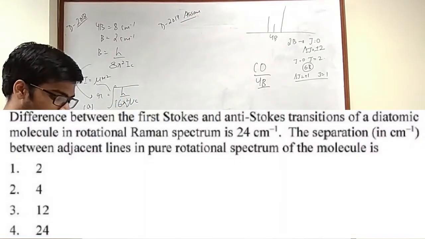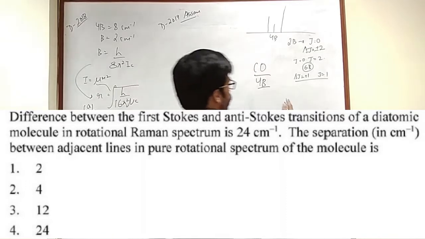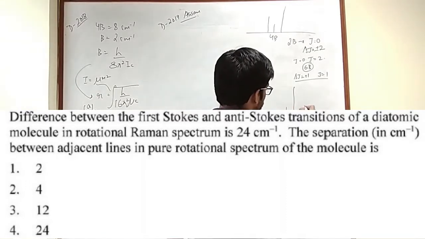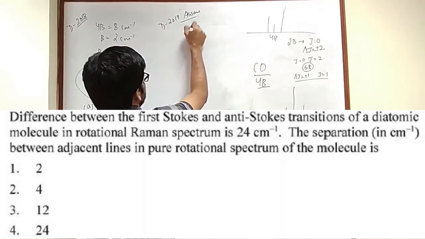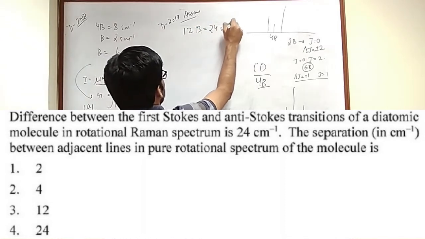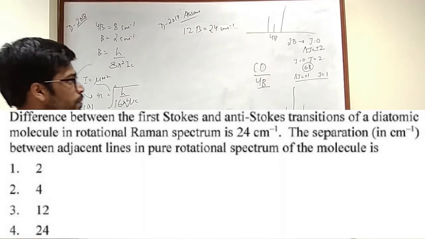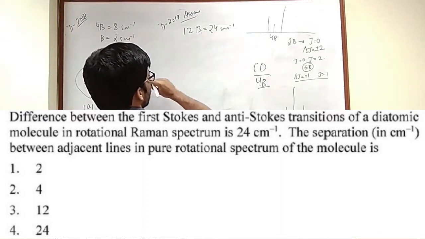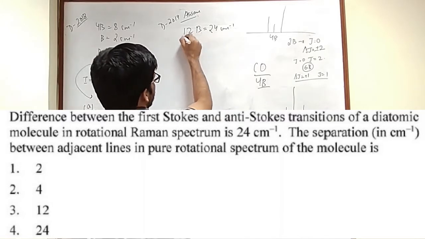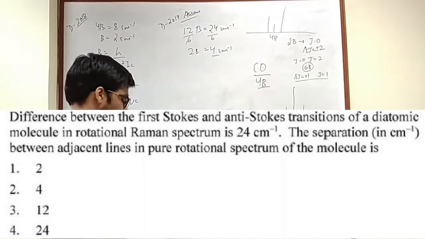The question says, the difference between first Stokes and anti-Stokes transitions of a diatomic molecule in rotation Raman spectra is 24. So if you take a look at first Stokes and first anti-Stokes, the difference is 12B. So that means they are saying 12B is 24 centimeter inverse. The question asks for the separation between adjacent lines in pure rotation spectra. Now in pure rotation spectra, the difference is 2B. So if I divide this by 6, I'll get 2B. If I divide this by 6, I'll get 4. The answer should be 4.